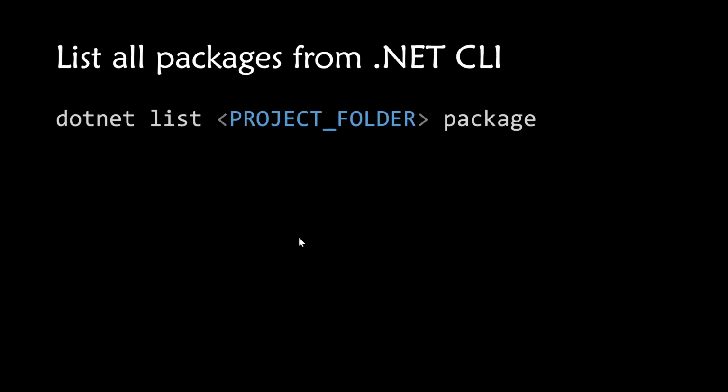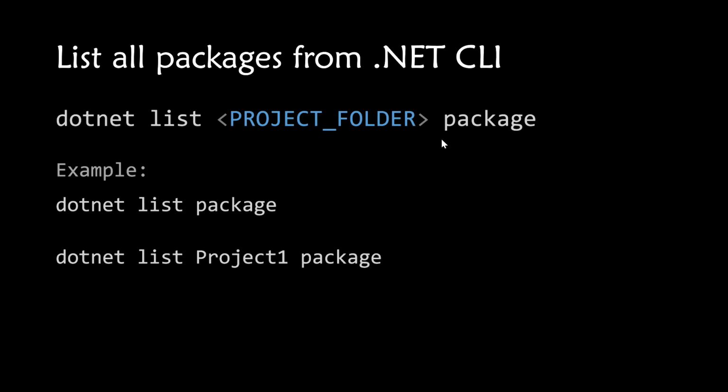So how can you list all the packages of a project from the .NET CLI? The command is something like dotnet list, project folder, package. If you are directly in the project folder, you can say dotnet list package. If you are in the solution folder, you need to say dotnet list, the project name, package. Let's try to see this.